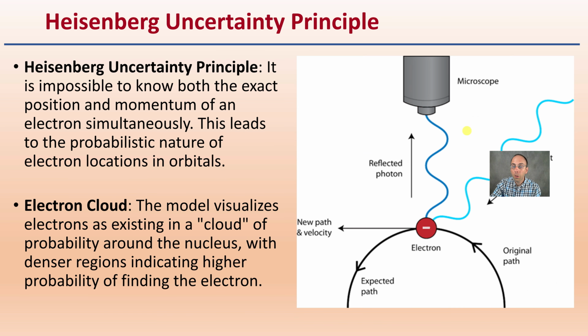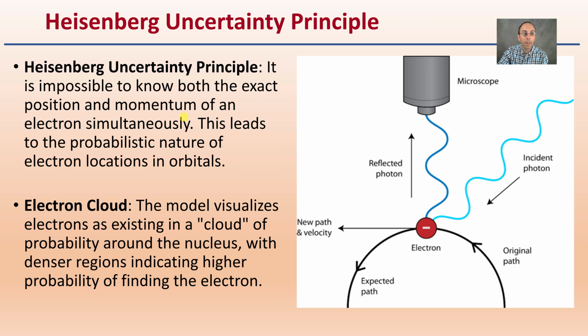The Heisenberg uncertainty principle is the concept that it's impossible to know both the exact position and momentum of an electron simultaneously, which leads to the probabilistic nature of electrons located in those orbitals. That's why we sometimes see denser and less dense areas, the denser areas indicating higher probability, the less dense, less probability. This is all evident when we zoom out to the electron cloud. It's our visual, if you will, of the probability of where you're likely to find an electron, again with those denser regions indicating a higher probability.